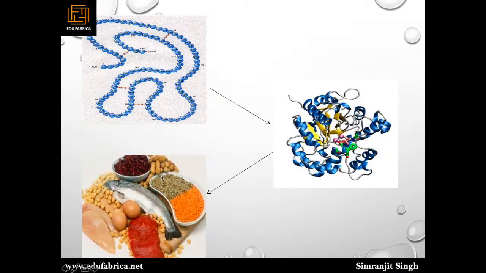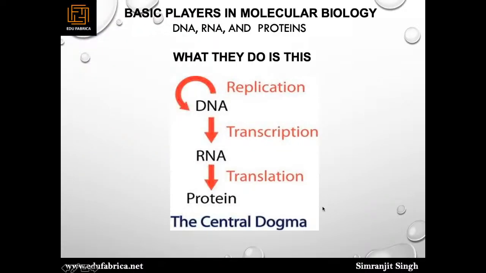Proteins could be present in peanuts, pulses, red kidney beans, fish, chickpea, red meat, eggs, chicken breast, and all these things. So at the end, what we have studied so far, DNA, RNA and proteins, are the major, basic players in molecular biology or biochemistry. DNA could self-replicate, then go for transcription, leading to production of RNA, and from RNA, protein is produced with the help of the translation process, and this whole process is known as central dogma.